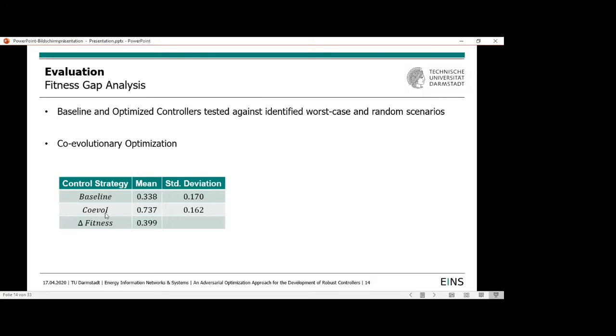And the mean performance for the optimized controllers, which are identified with the co-evolutionary optimization method, is higher. Especially we have to look at the difference, the fitness gap, which is here described as delta fitness, which is about 0.4. This indicates that the optimized controllers are more robust and perform better for somehow severe scenarios.